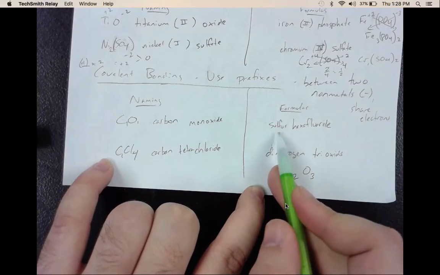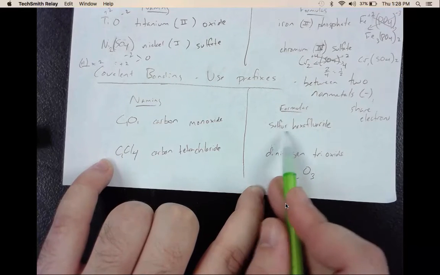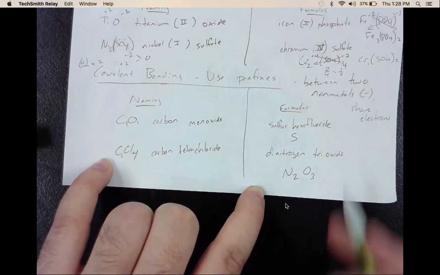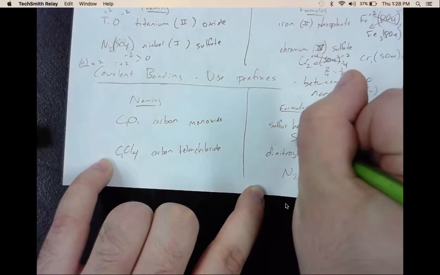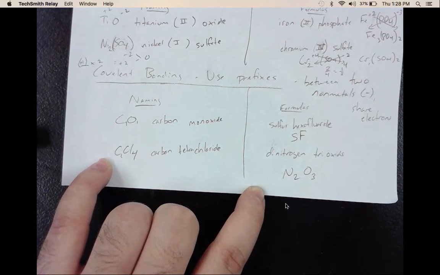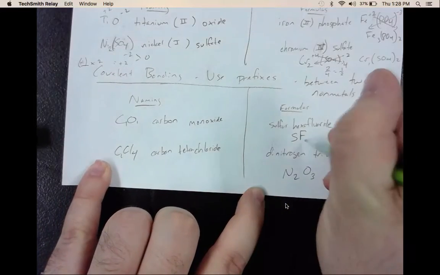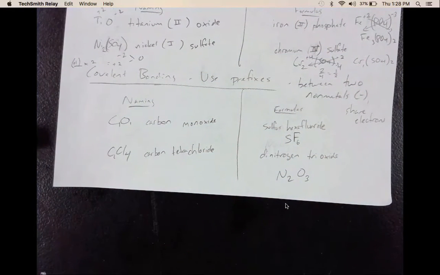We do the same thing for sulfur hexafluoride. Sulfur, no mono, no prefix, so that means we have 1. Next we have fluoride, so we write our F. How many fluorides do we have? Hexa. Hexa is 6. So this becomes SF6. We use the prefixes to tell us exactly how many atoms we have in our formula. Remember, we only use a prefix for the first atom if it is greater than 1.